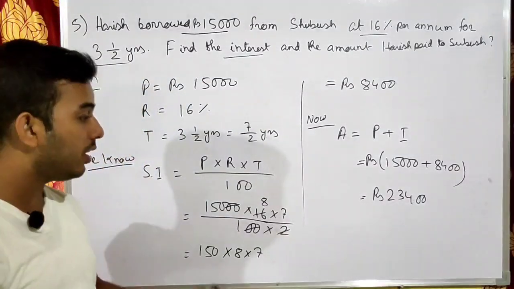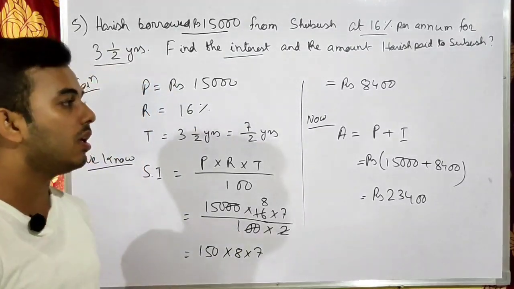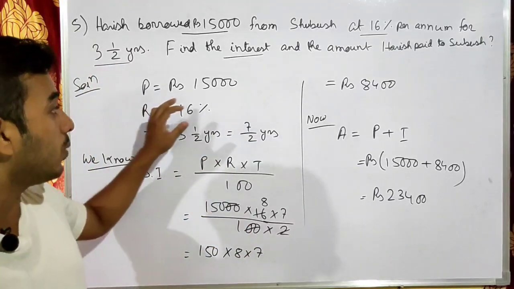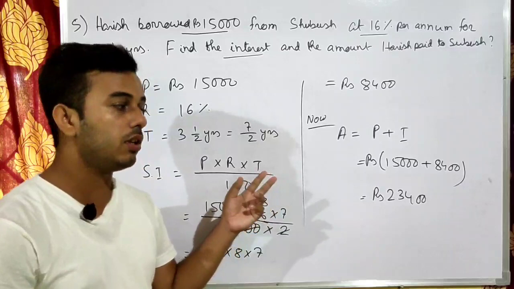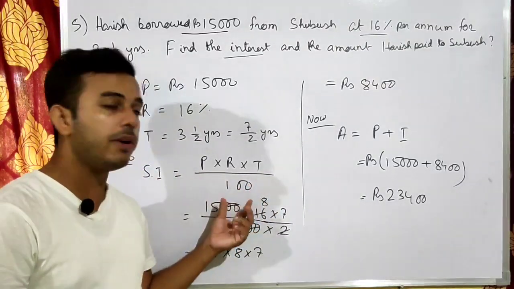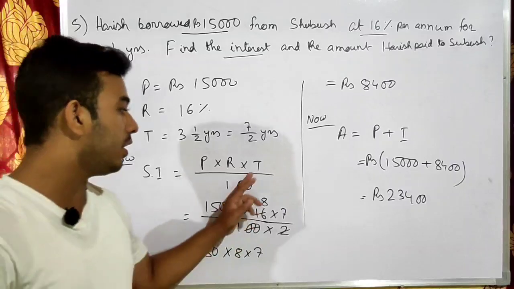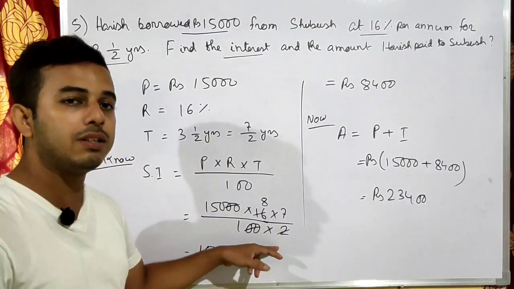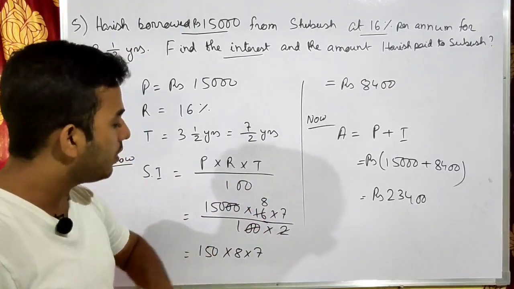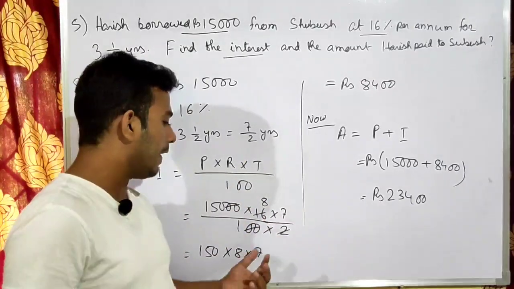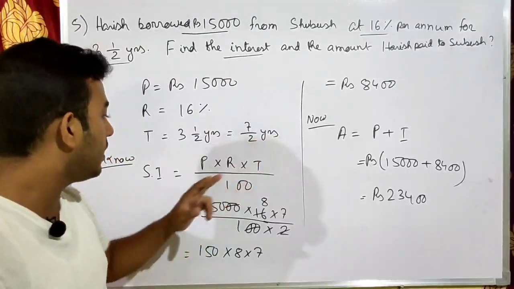What have we done? Yes, we have done something, but that was very easy. Here what we have written: P equals rupees 15,000, R equals 16, T equals this time period. We have converted this mixed fraction into an improper fraction. Then we know SI equals P into R into T divided by 100. We have substituted the values of P, R and T, isn't it? The T is 7 divided by 2, so you can write like this also. Up to this, clear? Very good. After that we have cancelled a few numbers and the result came out 8,400. This result is SI, that is interest.